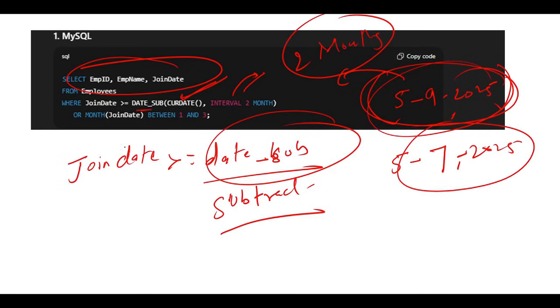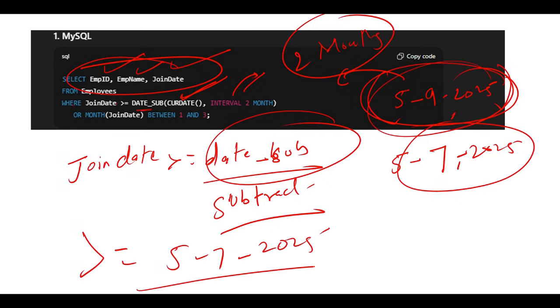Now in this SQL query, we will select employee ID, employee name and joining date from the employee table where the joining date is greater than or equals to 5/7/2025, meaning 2 months of interval, or the month of joining date is between 1 and 3. So this would be our final answer. I hope you guys get it.